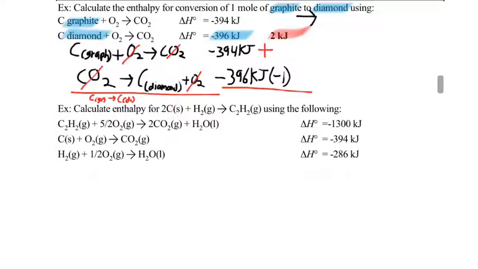Next example, calculate the enthalpy, that's heat at constant pressure, for 2 solid carbons plus hydrogen gas turning into C2H2, that would be ethane gas. And there's 3 puzzle pieces I can use to put together to get that overall equation. So I see that on the left side I have solid carbon, so I look at my puzzle pieces. I see that there's solid carbon in the second equation there.